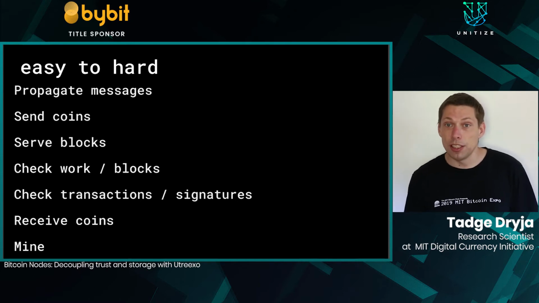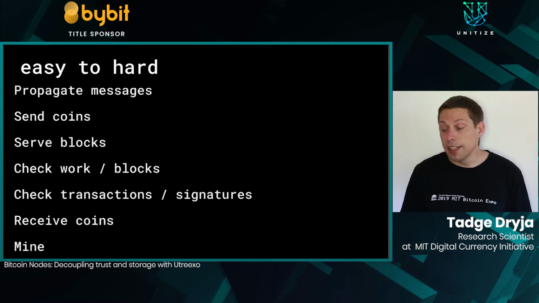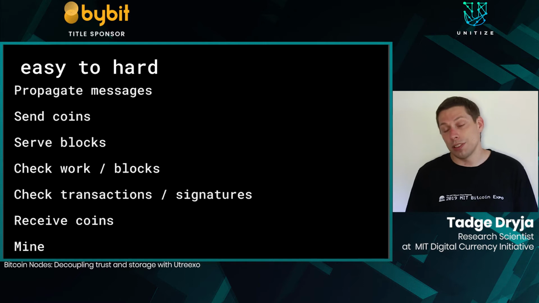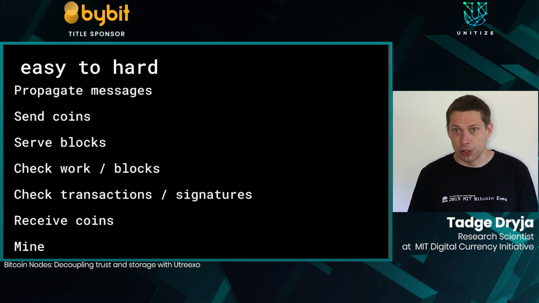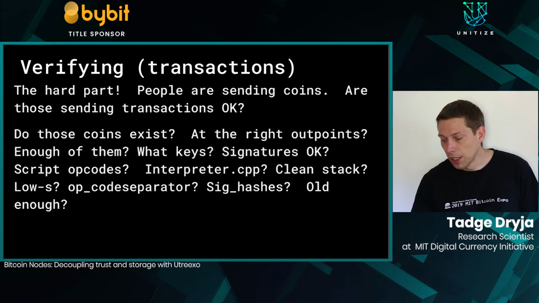Checking whether a block has valid proof of work is a little more complex, but computationally quite quick. And then you get to the hard part, right? Checking transactions and signatures in order to receive a coin. The only difference between checking a transaction and receiving a coin is who ends up being the beneficiary, but you have to check them all anyway. And then mining is on top of that: once you've checked all the transactions, you can mine.